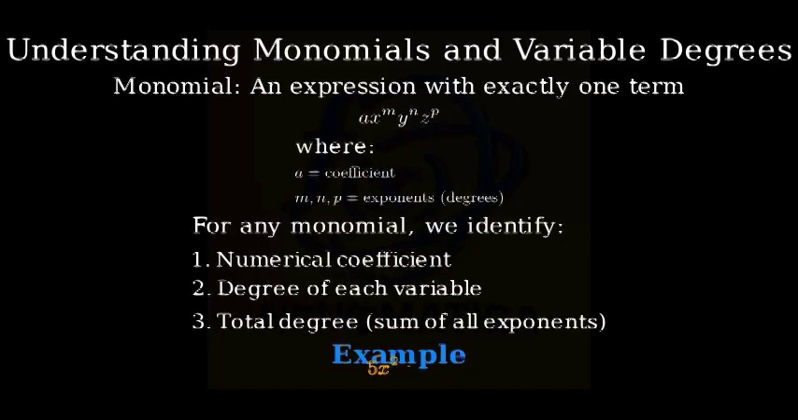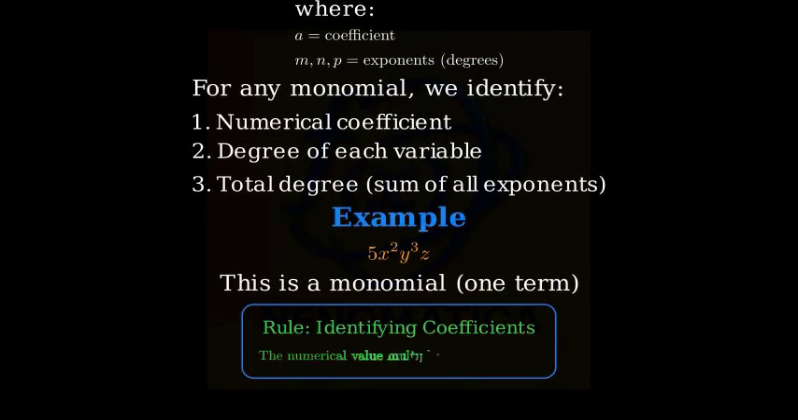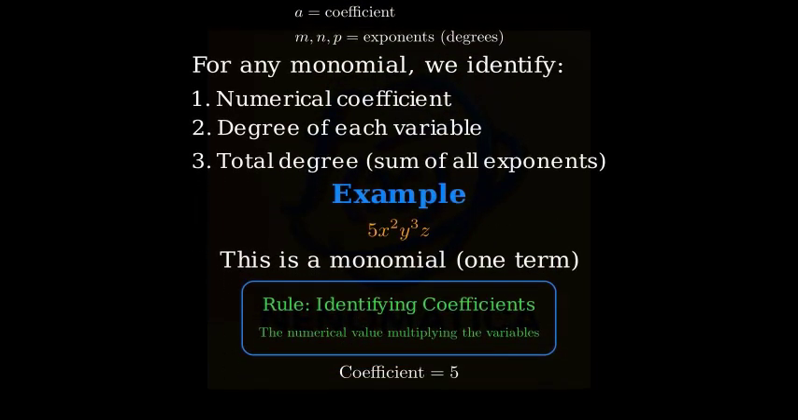Here we have the expression 5x squared y cubed z. This is a monomial because it consists of just one term. Let's first identify the numerical coefficient. The coefficient is the numerical factor, which in this case is 5.